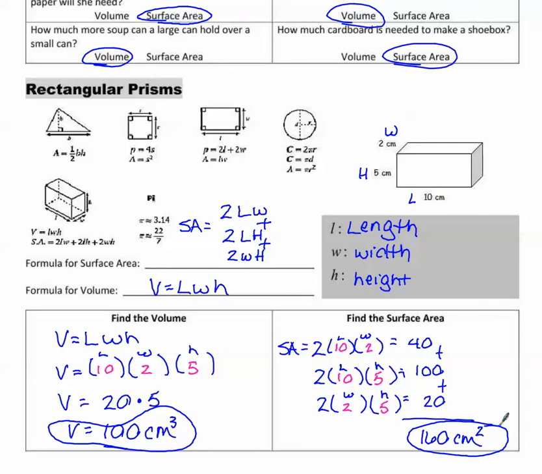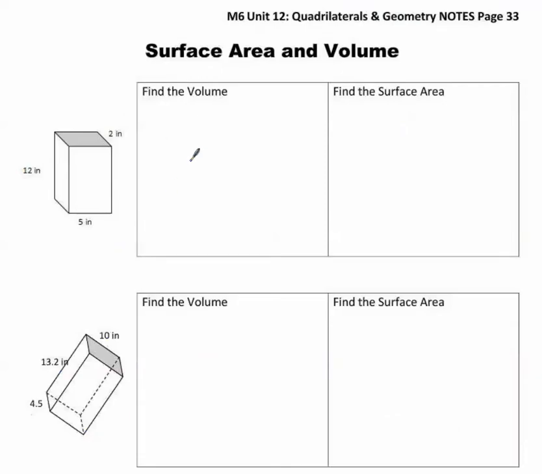All right, let's do another one together. Let's look at the next page. So we're going to find the volume and the surface area. So I'm going to write the formulas down, and I'm going to just put the blanks in. Length times width times height. And I'm going to do the same thing for surface area.